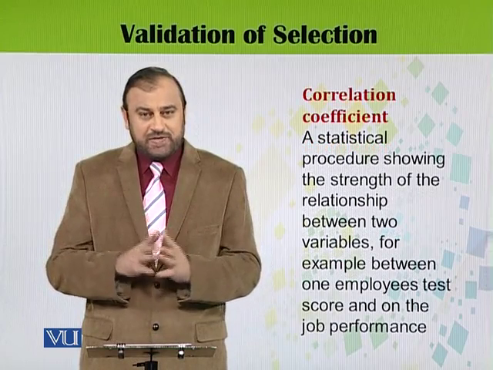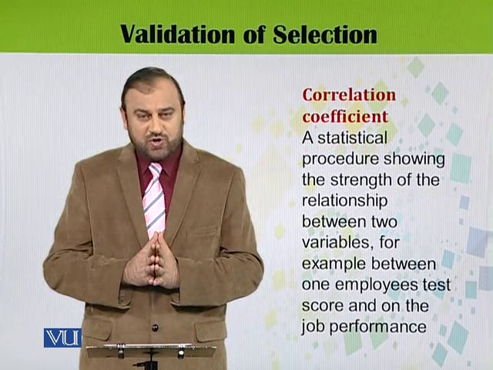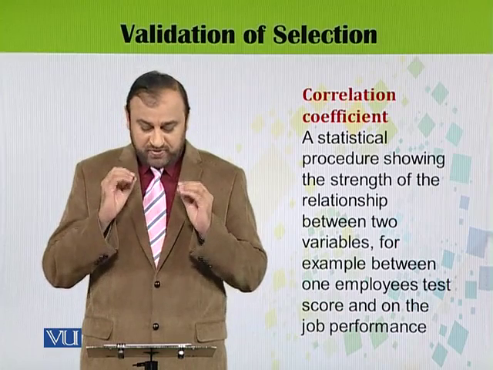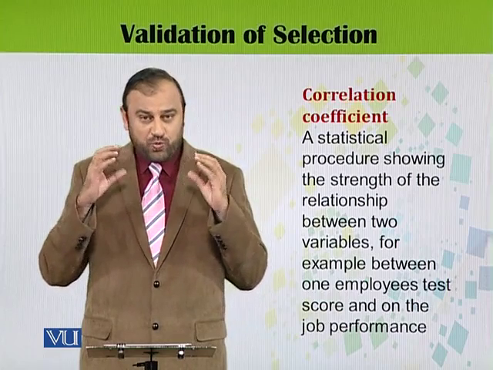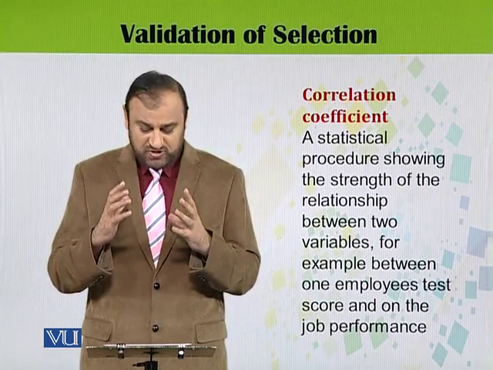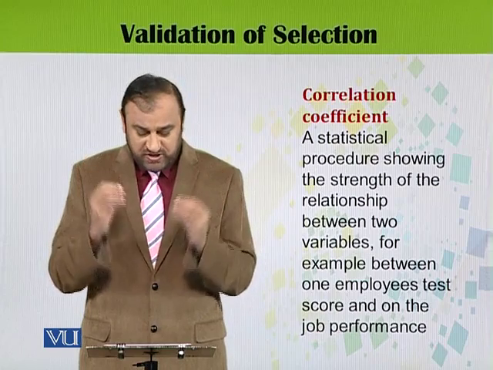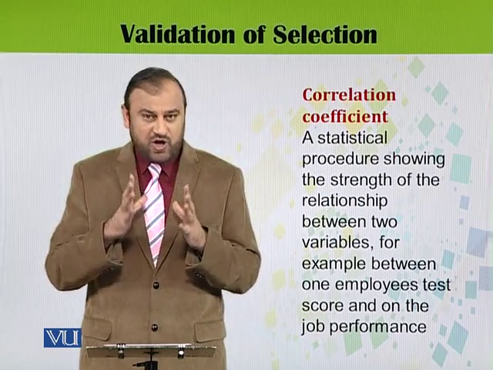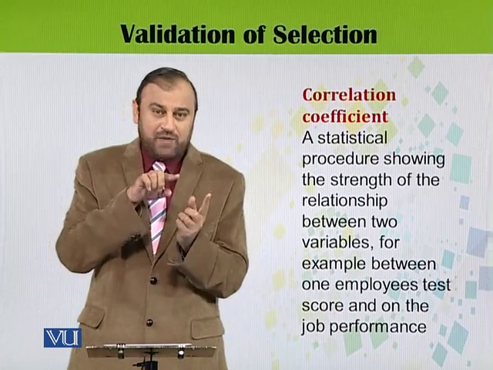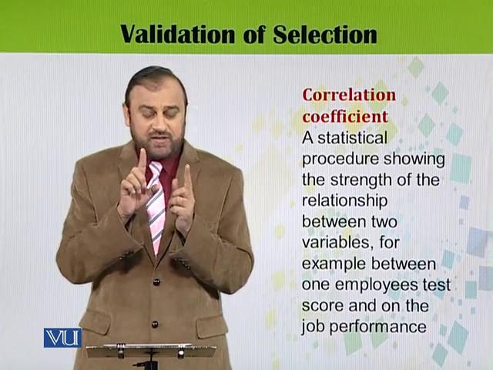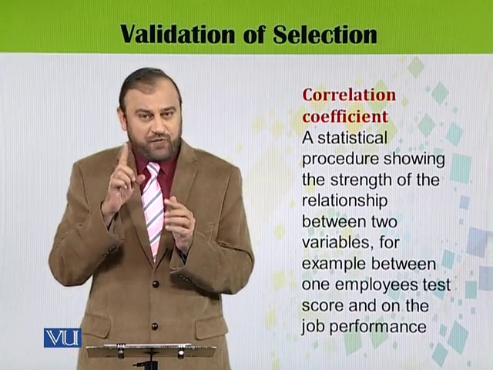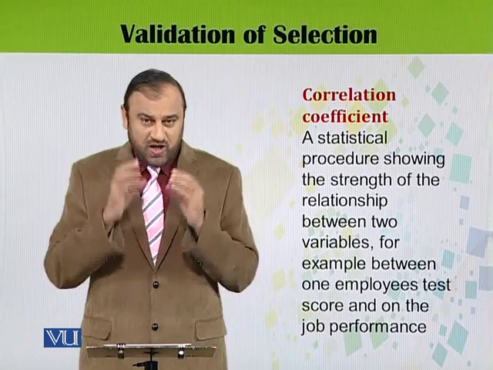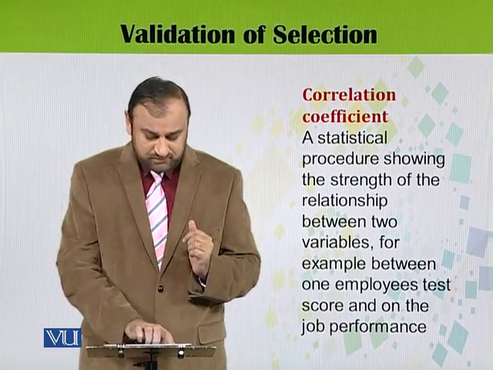There is another concept which is important to understand, and it is called the correlation coefficient. It is a statistical procedure showing the strength of the relationship between two variables, that is, how two variables are associated with each other. For example, between one employee's test score and on-the-job performance. If someone performs well on one particular employment test, there are chances that the person would perform better on the job as well. So it measures the association of the employment test with job performance.